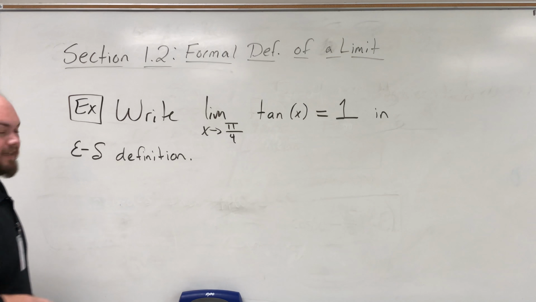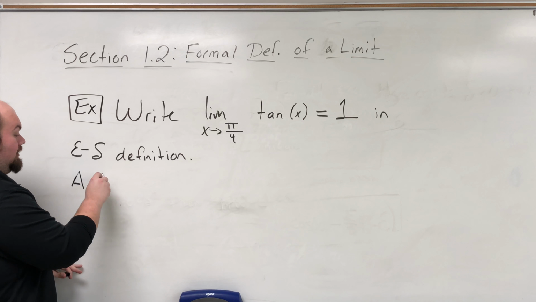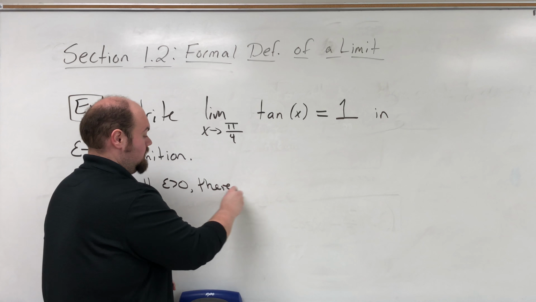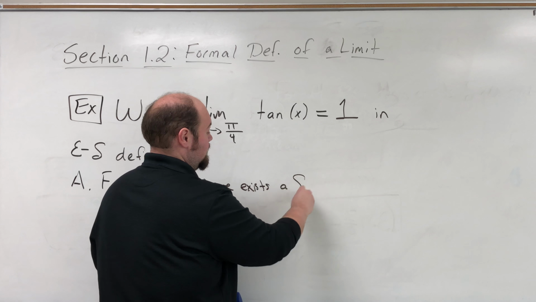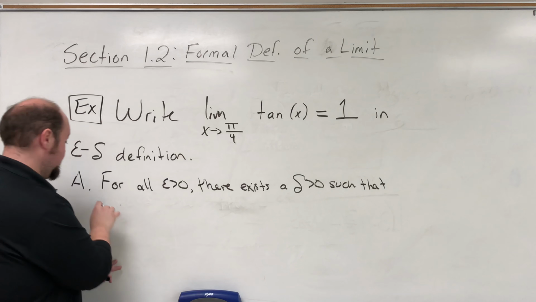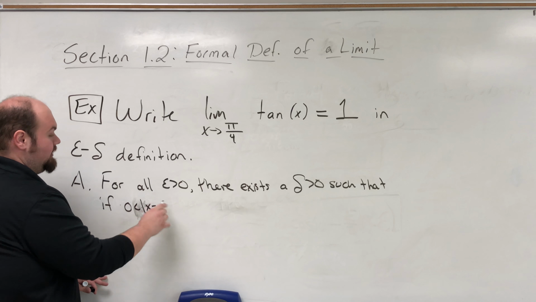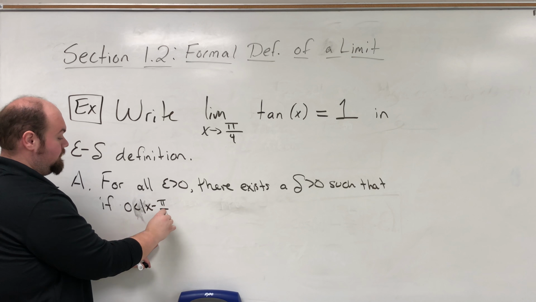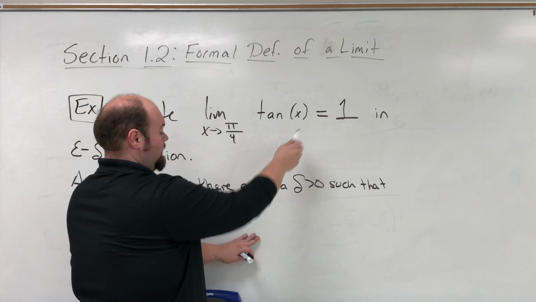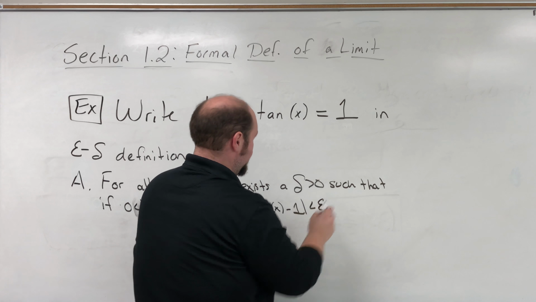So how would we write this in the definition? So our answer would be, it says, for all epsilon greater than 0, there exists a delta greater than 0 such that if 0 is less than the absolute value of x minus the c value, in this case which is pi over 4, is less than my delta, then the absolute value of tangent of x minus 1 is less than epsilon.